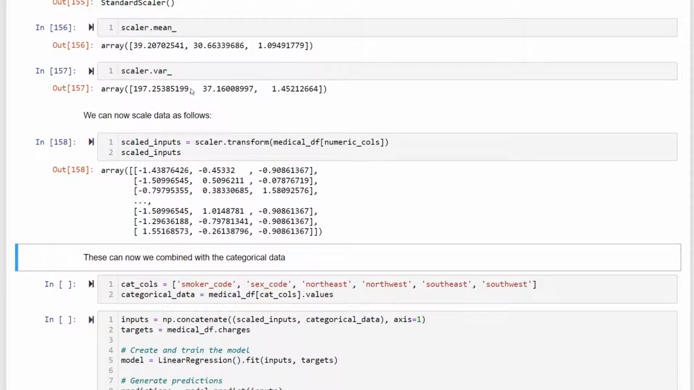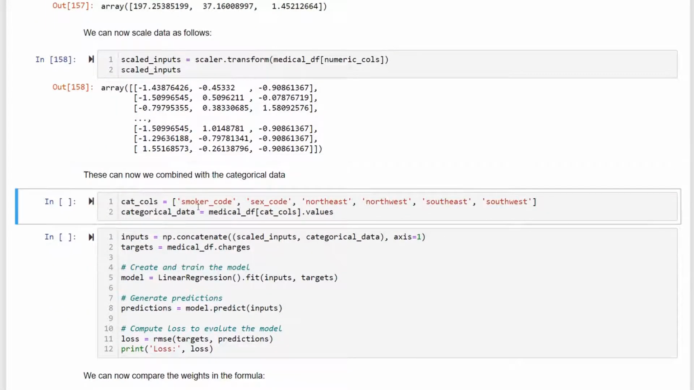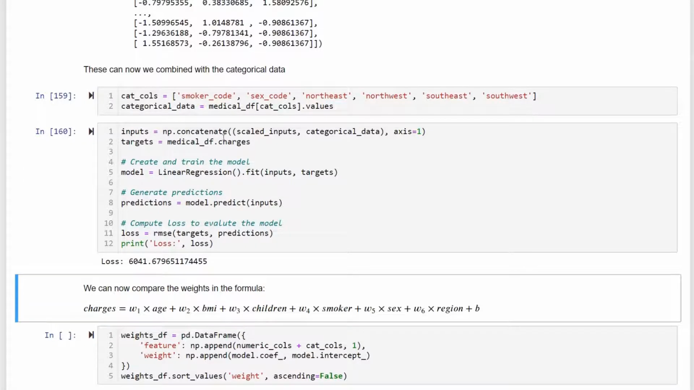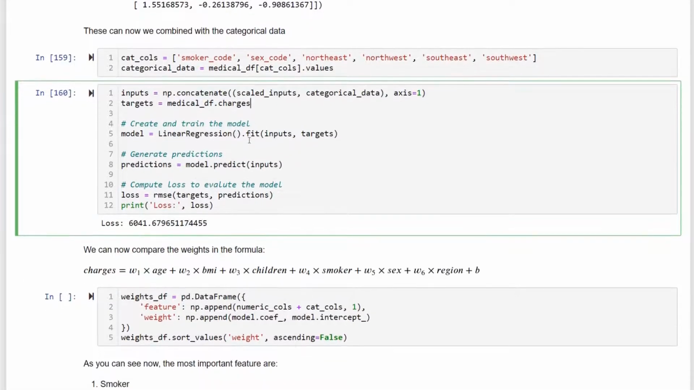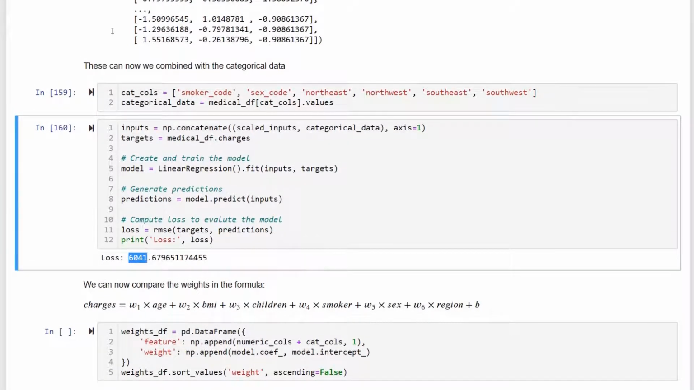We can scale the weighted data to transform the numerical columns, so these can be combined with the categorical data also. Let us see the categorical data. I'm going to concatenate the scaled inputs with the categorical data, and the target I'm going to give is medical df.charges, which is our ultimate target. Then create and train the linear regression model again, fit the inputs and targets, and make the predictions as well. The loss will be 6041, which is less than the previous one.